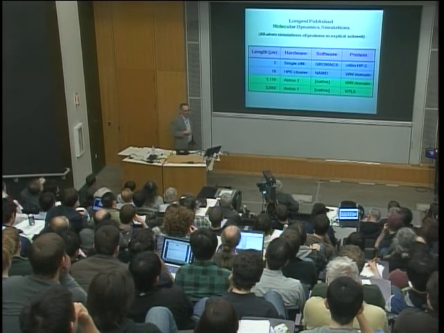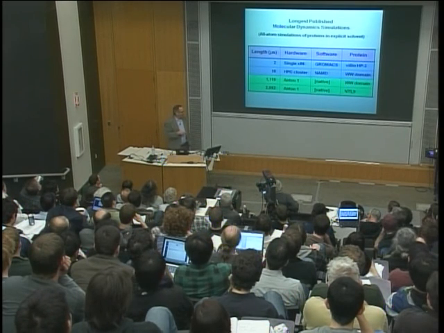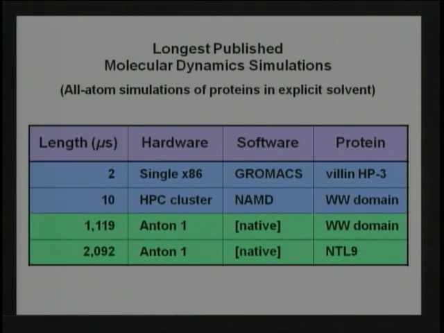We now have about a 2.1 millisecond simulation of the N-terminal fragment of the L9 domain. It's a ribosomal protein. We'll probably run that a little bit further, but we're getting to the point where we have the data that we need. So we can run millisecond-long simulations fairly routinely.